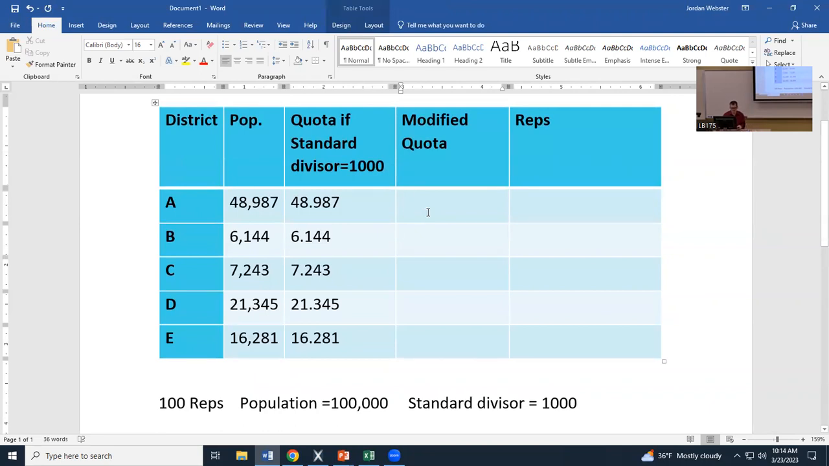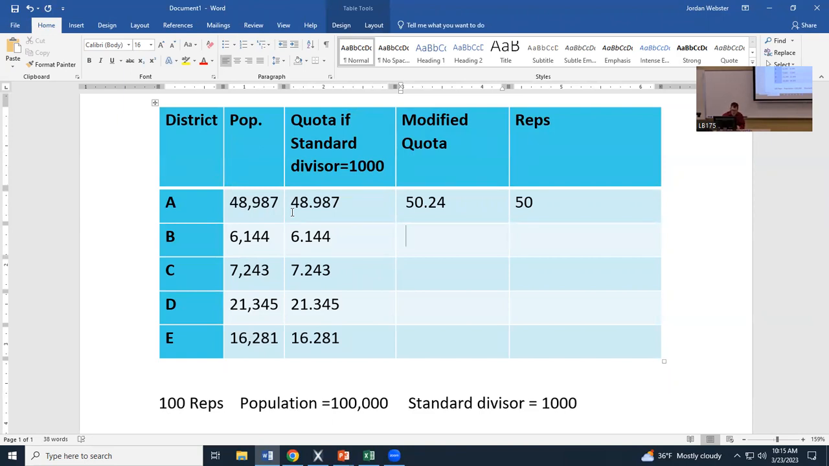When I use that divisor of 975, I would take each population, 48,987, and divide it by 975. That gives me a modified quota of 50.24. So in Jefferson's method, that gives me 50 representatives.